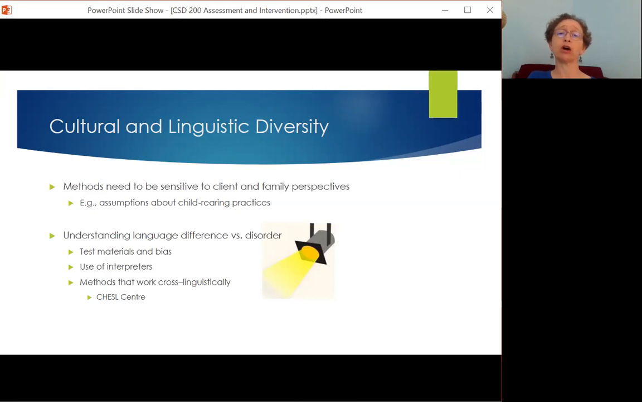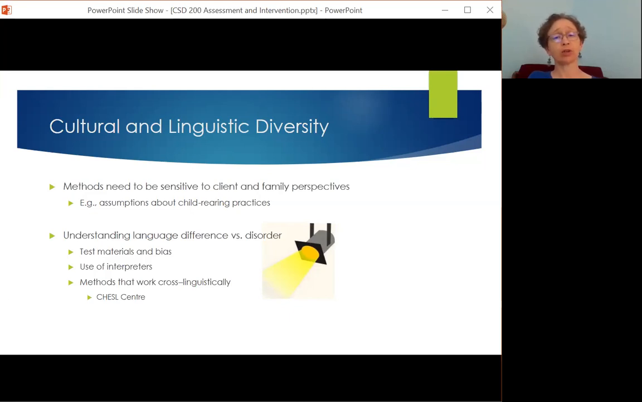So one of the SLP competencies is being aware of one's own biases and being able to mitigate them. It's really important to understand the concept that a language difference is not a language disorder. If we don't acknowledge that, we can interpret things inappropriately and actually come to the wrong conclusions.